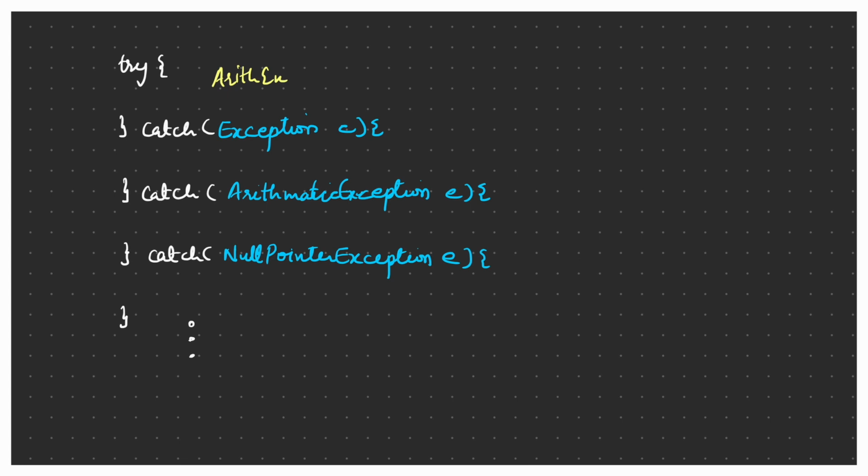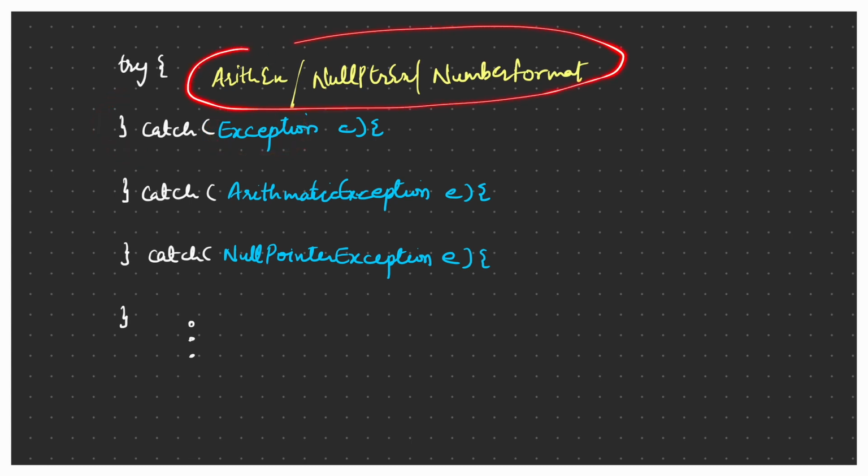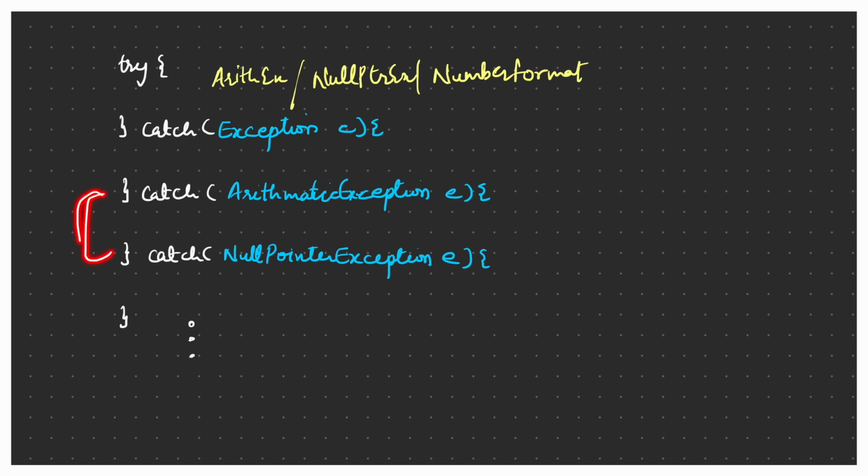Now let's take another example. Let's say it throws NullPointerException, or NumberFormatException, whatever exception we want to take. Any exception thrown by this try block will be handled by the first catch block, because the Exception class is a parent of all these subclasses. That means the control will never move to the other two catch blocks. These two catch blocks become unreachable because of the first catch block, and this is the reason this code will give us a compilation error.